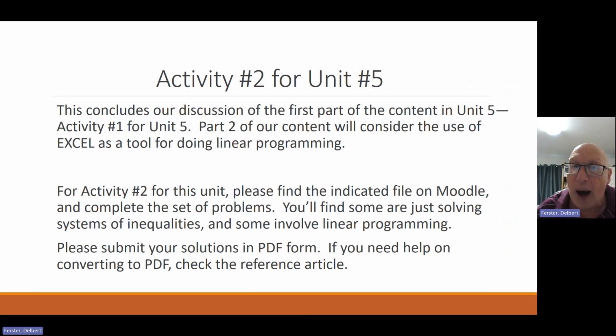There is a set of problems for you in the Moodle folder that you and I will look at. In some cases, all you have to do is just solve a system of inequalities. In some cases, you'll have to interact with what is a linear programming problem. We're going to get Excel involved soon in terms of trying to figure out how it simplifies our processes in terms of attacking the concept of linear programming.